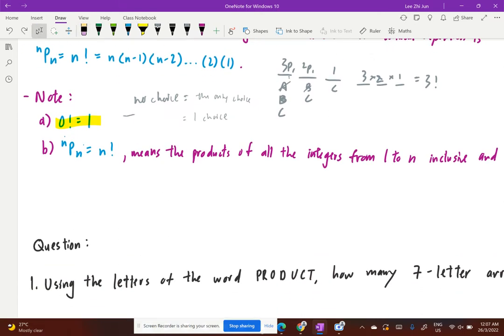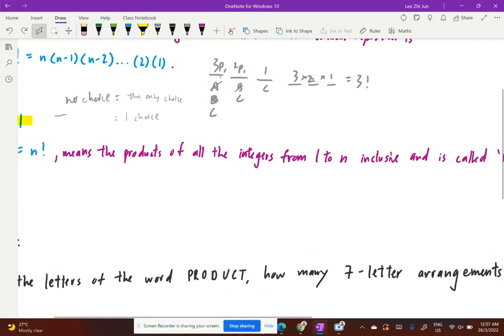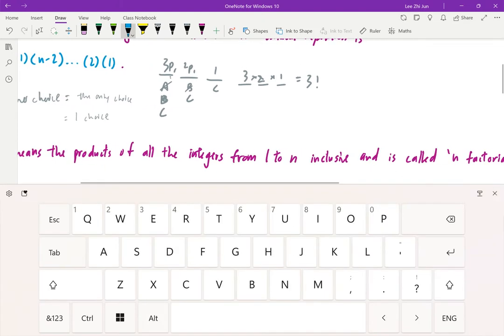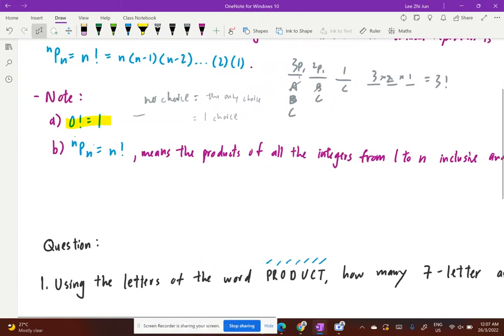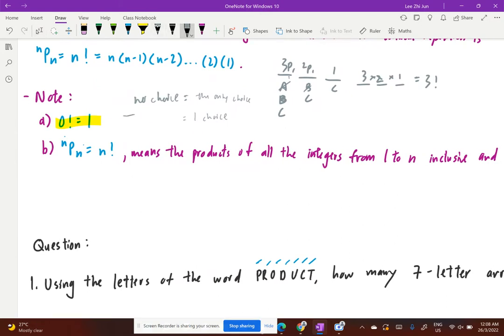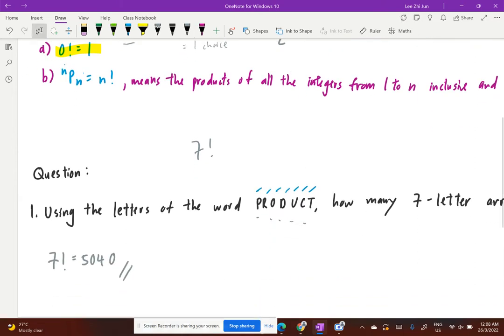Using the letters of the word PRODUCT, how many 7-letter arrangements can be made? Just easy. You just use 7 factorial, because all the letters of PRODUCT are taken to arrange in a row. So taking all will be 7 factorial, and 7 factorial will be 5040.